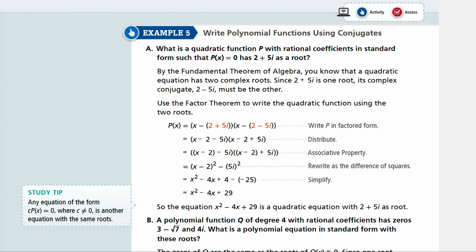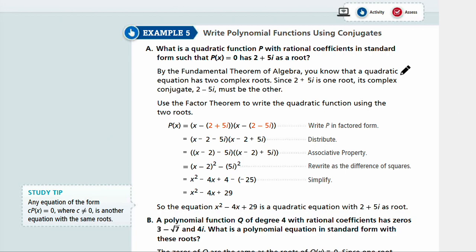So do you remember the concept, the conjugate root theorem that we just looked at in the previous video? Yeah, so we know that there is a conjugate pair for conjugate roots, for the complex roots. So first of all, by the fundamental theorem of algebra, you know that a quadratic equation has two complex roots. Since 2 plus 5i is one root, its complex conjugate, 2 minus 5i, must be the other.